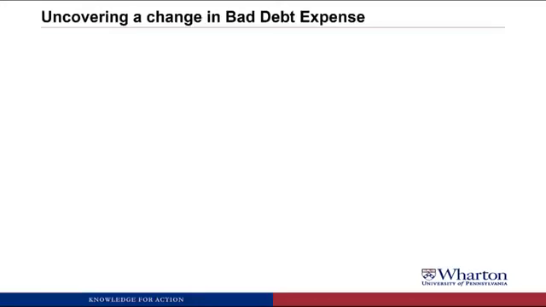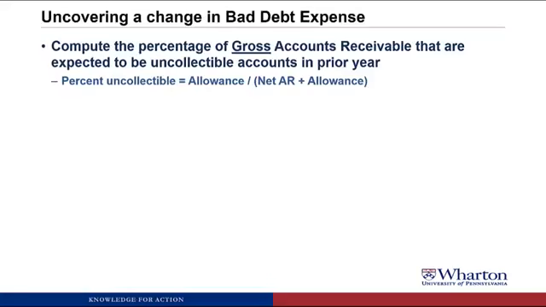The last thing we're going to do with the disclosure is try to uncover the effect of the change in bad debt expense due to TK changing the estimated percent of its uncollectible accounts. To do this, we first have to compute the percent of gross accounts receivable that are expected to be uncollectible accounts. We're going to calculate this percentage by dividing the allowance by the gross accounts receivable, which of course we've talked about is the net accounts receivable on the balance sheet plus the allowance.